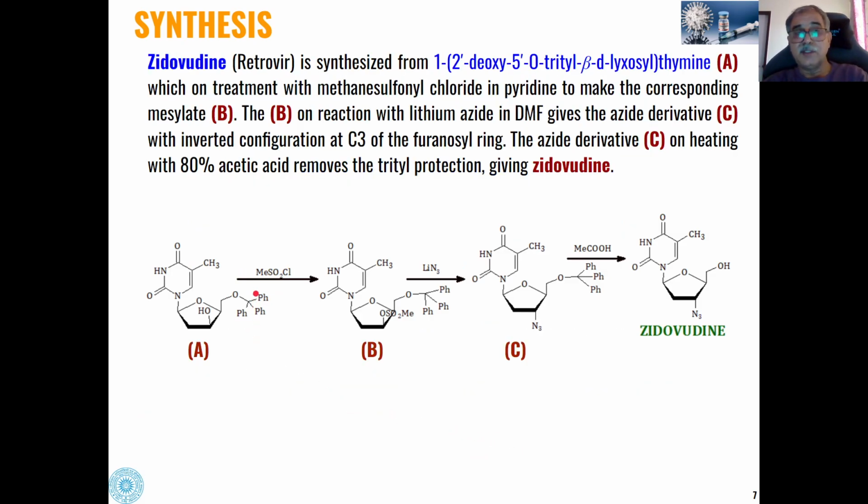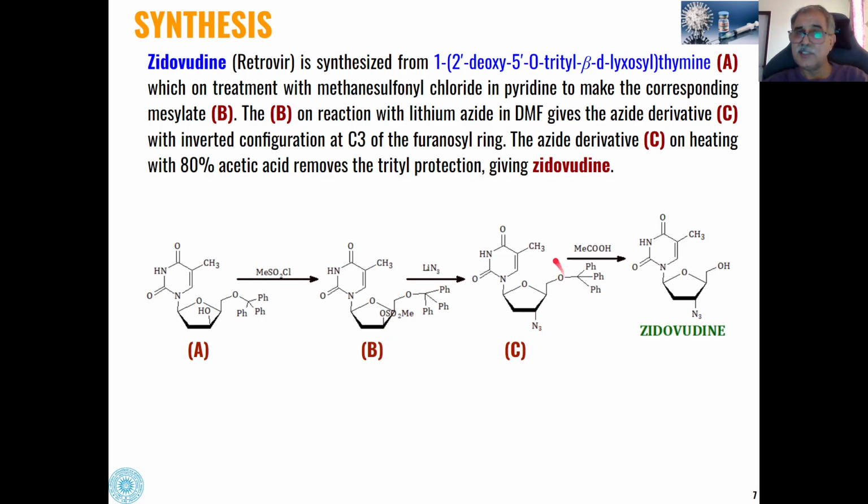Now, zidovudine can be synthesized from this substrate. This is 1,2-deoxy 5-O-trityl beta-D-lyxothymidine. When this is reacted with methanesulfonyl chloride, the corresponding mesylate at this hydroxyl functional group is formed. Then this mesylate on reaction with lithium azide will convert into the corresponding azide.